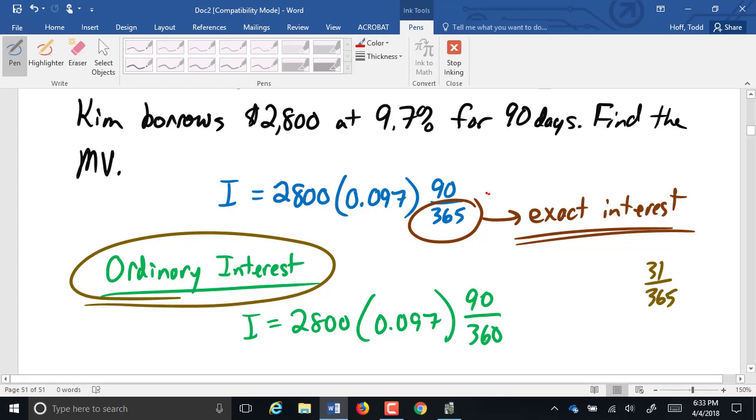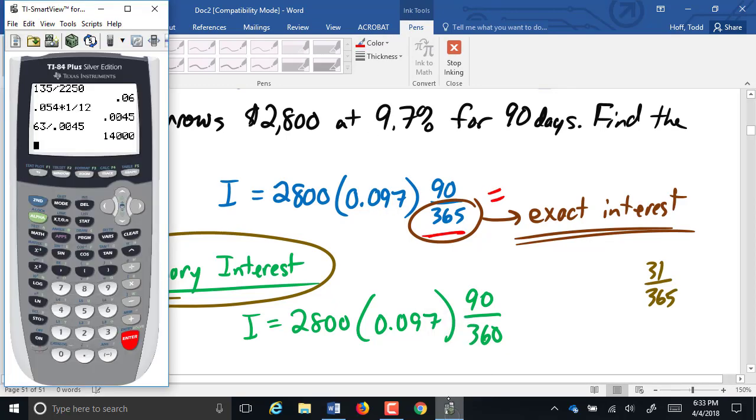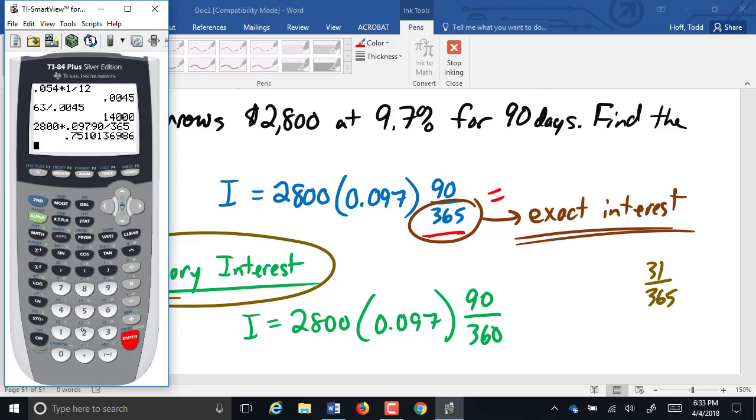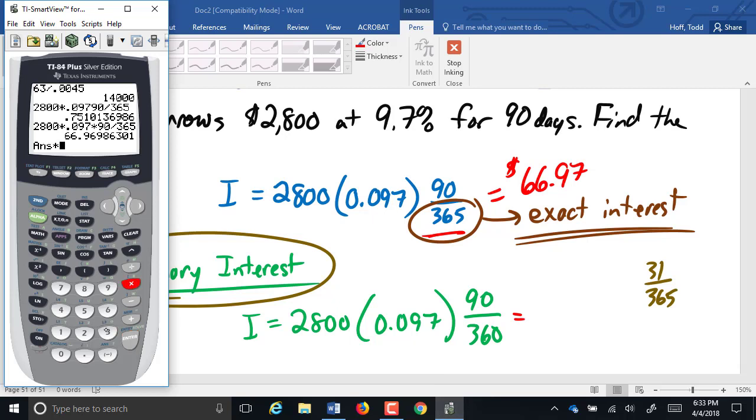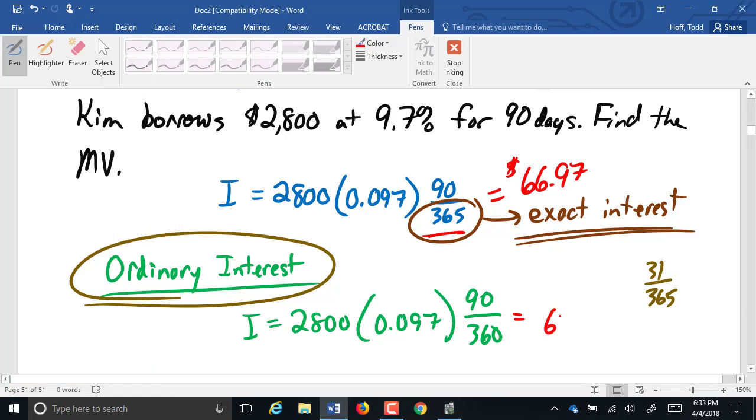Let's calculate the interest both ways here. If I use the exact interest up here, 2,800 times 0.097 times 90 divided by 365, I get an interest. I screwed something up. Let's try that again. 2,800 times 0.097 times 90 over 365. I get $66.97, right? In interest. Down here, I get $67.90 in interest.